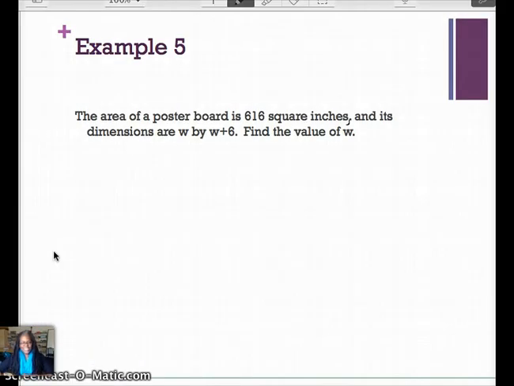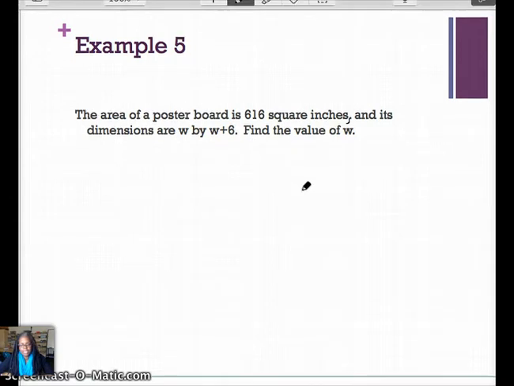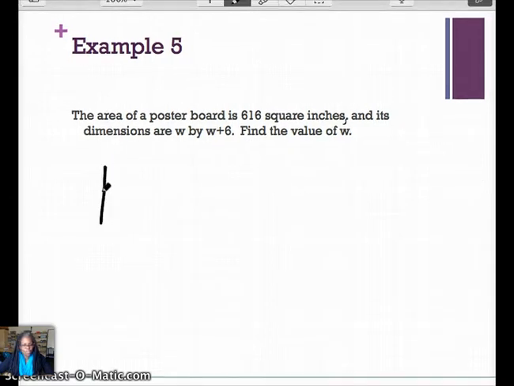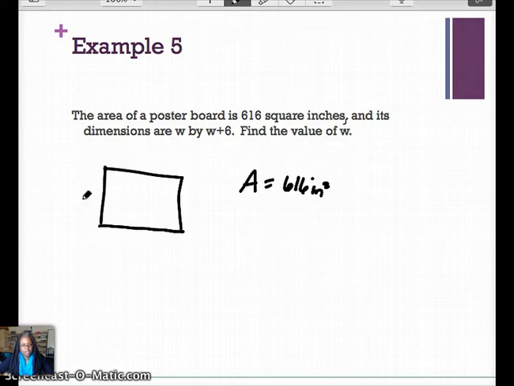Okay, so this brings us to example 5. The area of a poster board is given as 616 square inches, and its dimensions are W by W plus 6. Anytime we have a problem like this, it always makes sense to draw a picture, so we're going to do that. Here's our poster board. We know that the area is equal to 616 inches squared, because we're talking about little tiny squares. And what we know is that the dimensions are W by W plus 6.